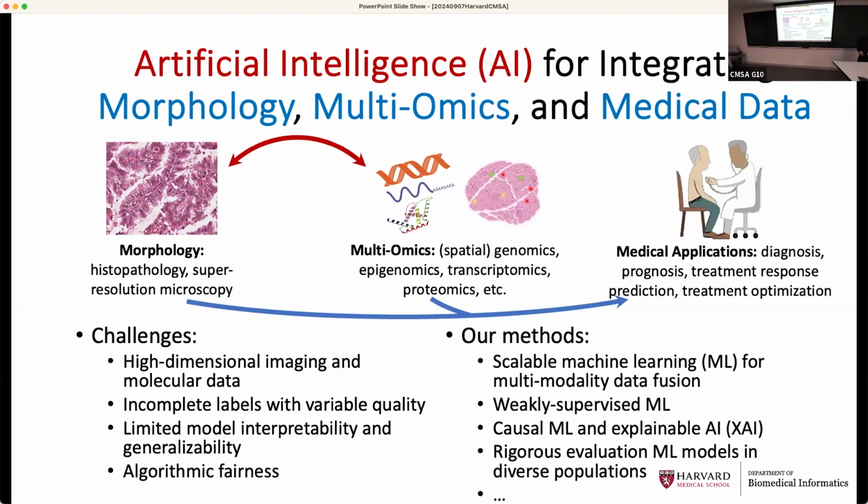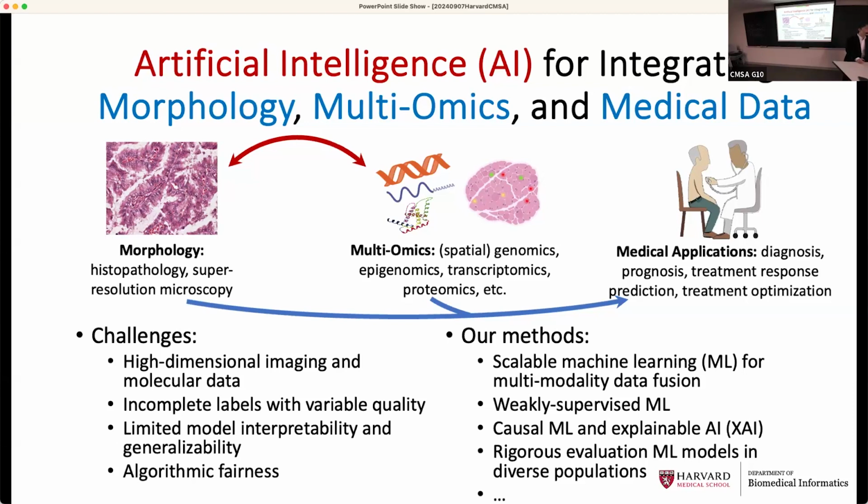And our solution is to develop and apply scalable machine learning approaches for multi-modality data fusion. For example, as we mentioned here, in these three different modalities of data, they all look very different, and we need scalable methods to incorporate this high-dimensional information for making predictions.